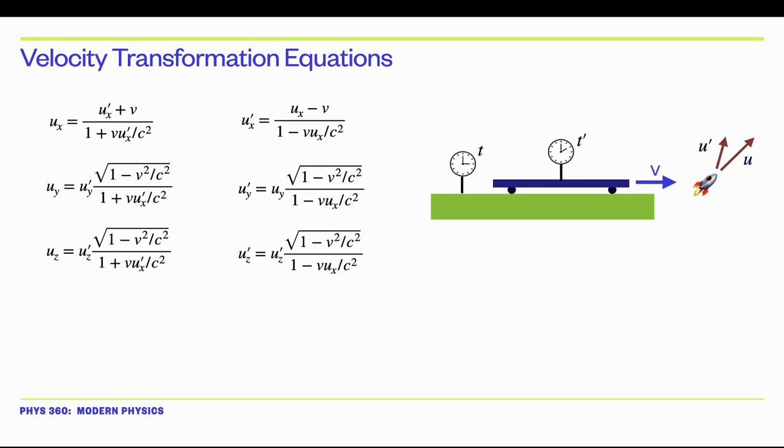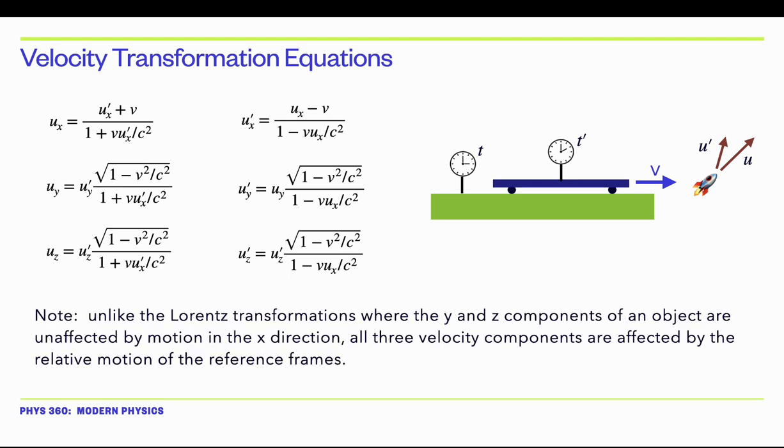Okay, so here we go. Here's our set of transformation equations. You can do it the other way around too. So you could solve for the primed velocities in terms of the unprimed velocities. You just get a change of sign here and here. Then you get a change of sign on the bottom, change of sign on the bottom.